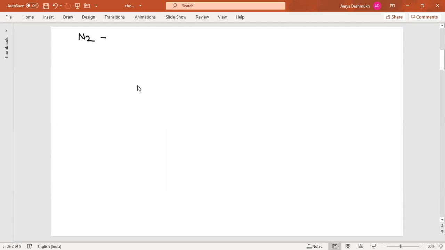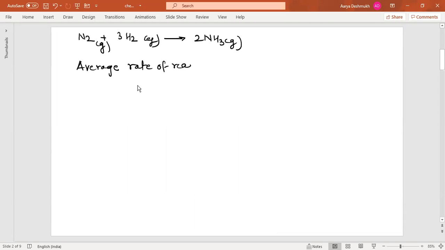Okay, I'll write it again. N2 plus thrice H2 in gaseous medium. This is a gaseous reaction and it is getting converted into twice ammonia. Okay. Now, to write the average rate of reaction for this particular reaction, you can write it for this one as equal to minus, as I told in the earlier lecture also, this minus sign indicates that this is the concentration of N2, it is consumed, and delta T. This is equal to, as I told, it should be divided by its coefficient.